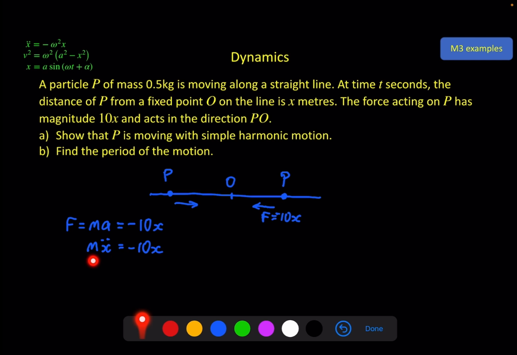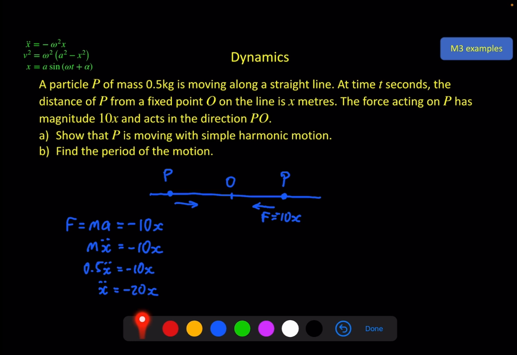Now I need to put in the mass. I know the mass, 0.5. 0.5 x double dot is equal to minus 10x. Divide through by that, and we get x double dot is equal to minus 20x. And that's it. This is in the form of this, where we know omega squared is 20.